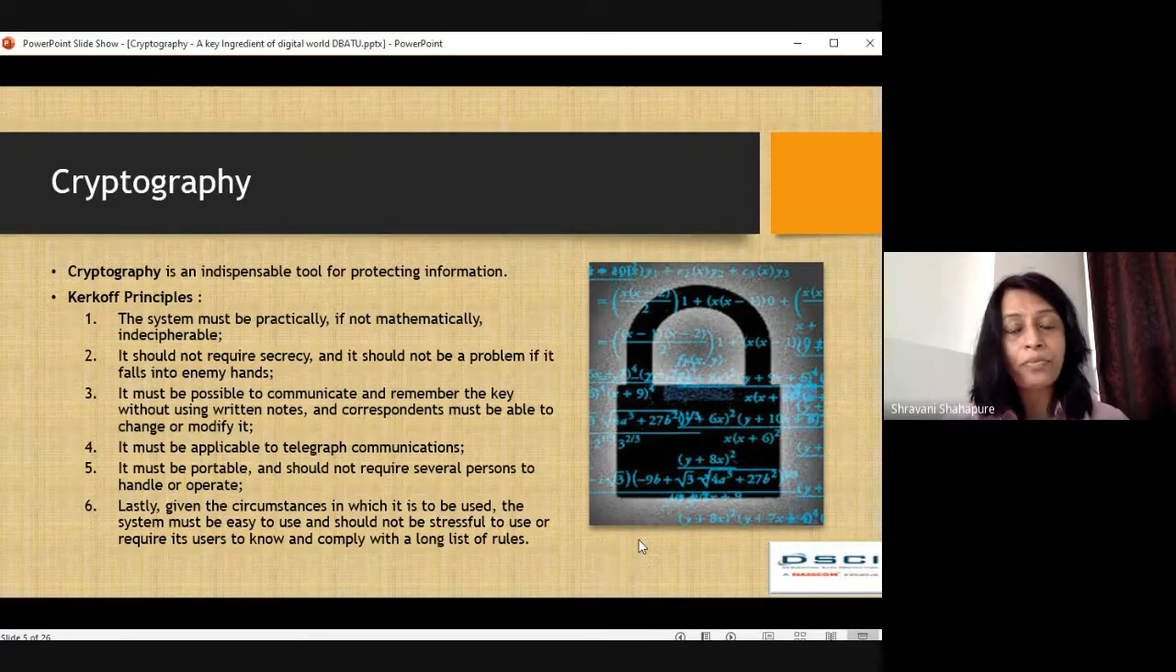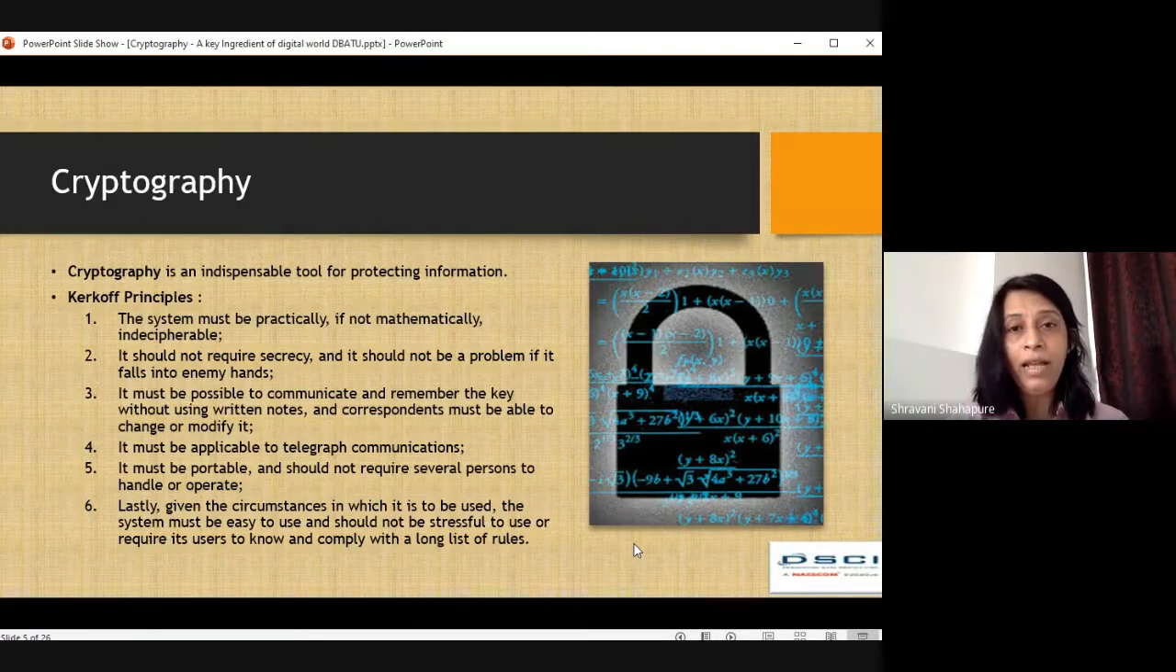So Kirchhoff was a famous scientist, and he put forward some principles. Of course, not all the principles are useful, but some of them are still useful, and people are following them. You can read from this slide that the system must be practical, because the systems that we were using were electromagnetic hardware systems. But nowadays, we are using algorithms, right?